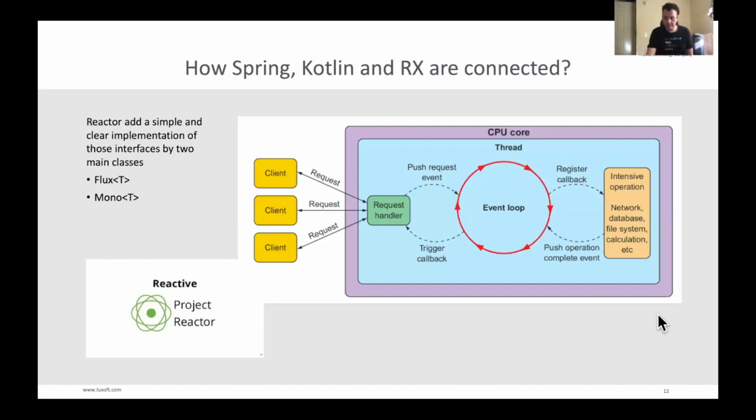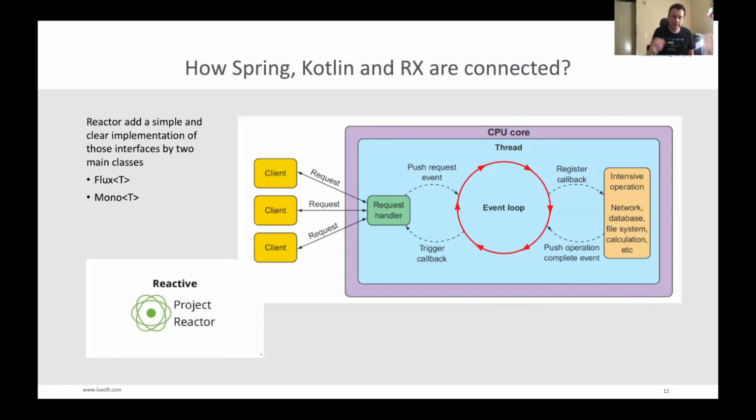And after those intensive operations are finished, we can push an operation again into the event loop, and the event loop will trigger a callback. Also here inside Project Reactor, we have the capability for these callbacks and also the push operations to be sent on another thread. That is the sense of Reactor, and also of non-blocking I/O working inside a reactive project.